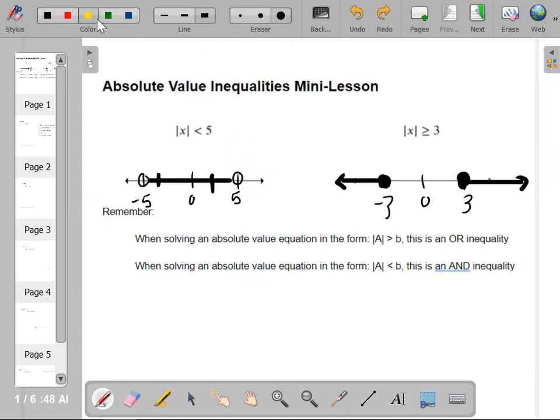So the minimum here is negative 5. So we would say negative 5 is less than x is less than positive 5. This is a compound inequality. That's something we've been doing a lot lately.